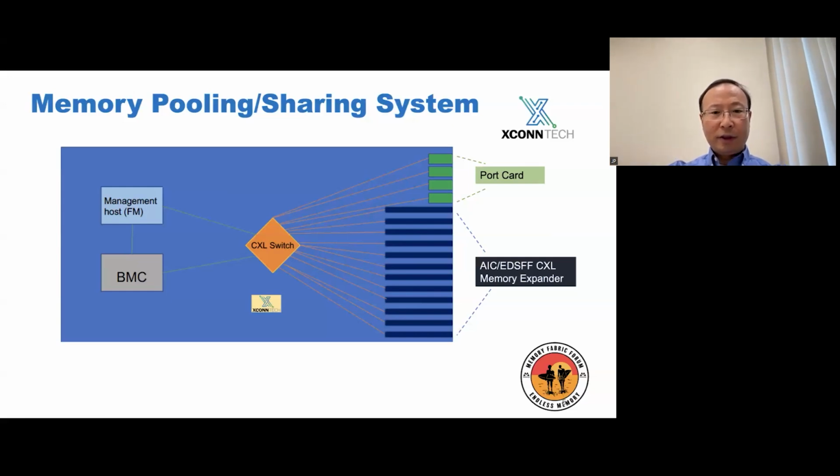The switch has many ports. Some of the ports are used to connect to the host, and the rest of the ports can be used for connecting to the downstream devices, whether those are add-in cards or E3.S cards. In this diagram, 4 ports are utilized to connect to the host, and the rest of the ports are utilized to connect to the CXL memory devices. But this can also change, depending on the customer's design.